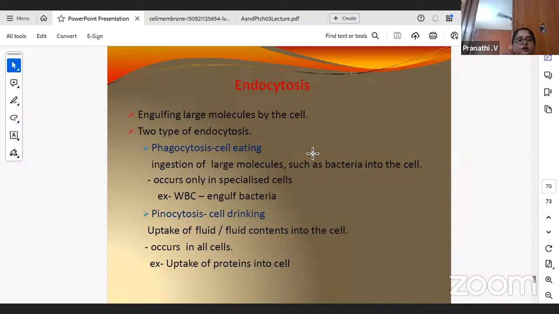There are two types again, phagocytosis and pinocytosis. Phagocytosis is cell eating. With the help of lysosomes, large molecules are ingested. An example is bacteria: the white blood cells engulf the bacteria. So that is phagocytosis, cell eating. Pinocytosis is wherein the fluid, the cytoplasmic fluid, is taken into the cells. This takes place in all the cells. An example is protein uptake.